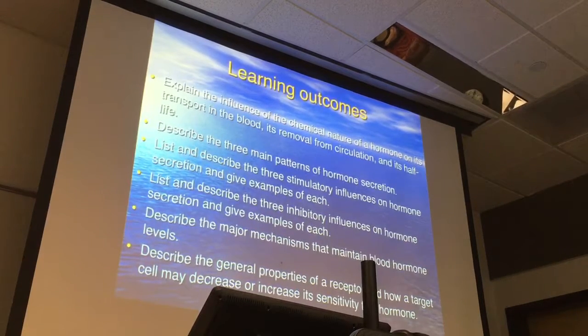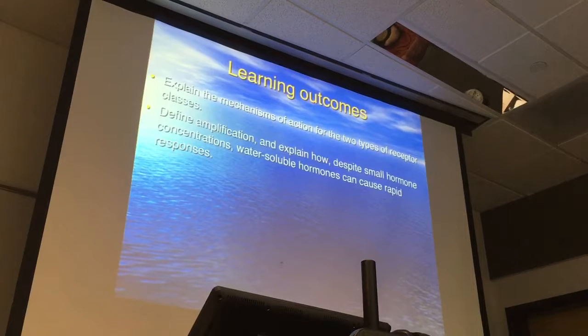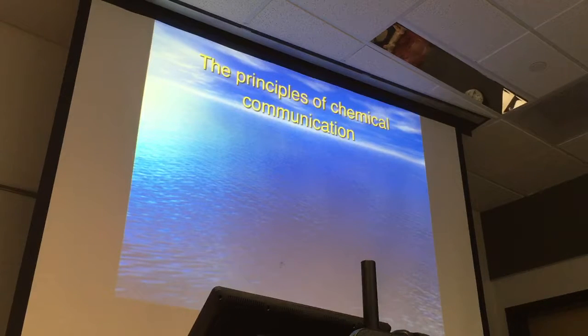Describe the general properties of a receptor and how a target cell may decrease or increase its sensitivity to a hormone. I'll describe that one. Explain the mechanism of action for the 2 types of receptor classes, lipid soluble, water soluble. The water soluble has a lot of ways it can produce an effect. Define amplification, this occurs only for water soluble, and explain how despite small hormone concentrations, water soluble hormones can cause rapid responses.